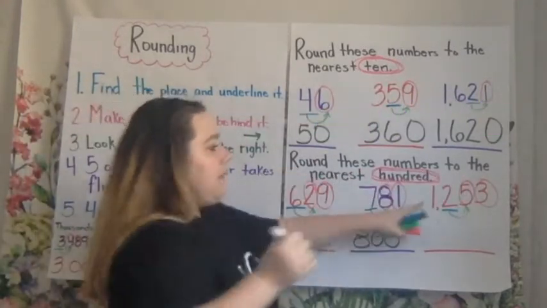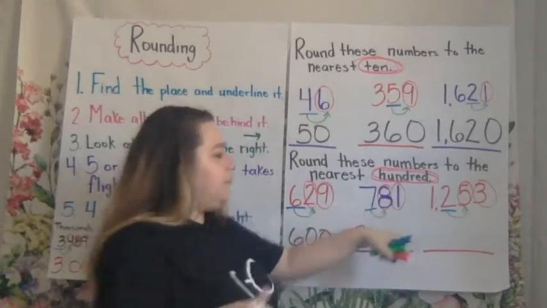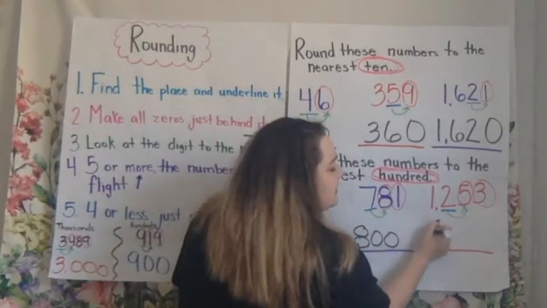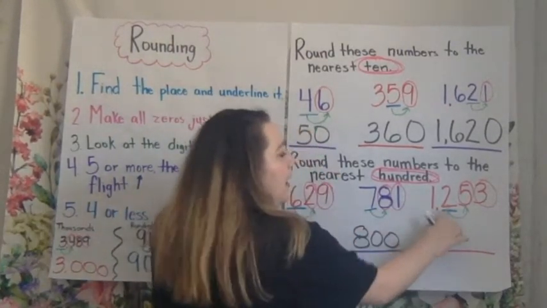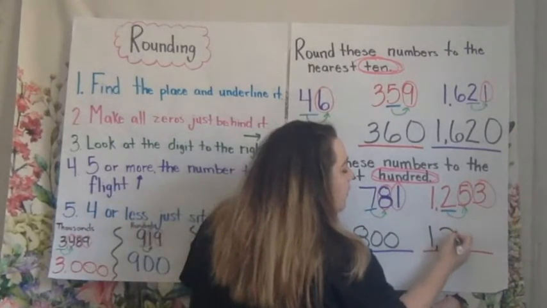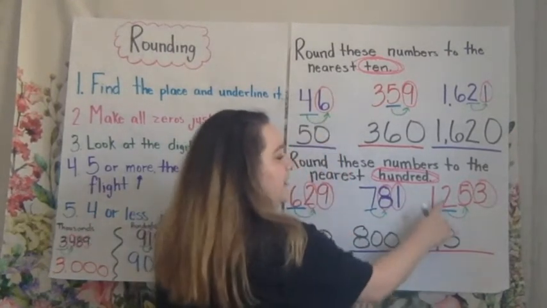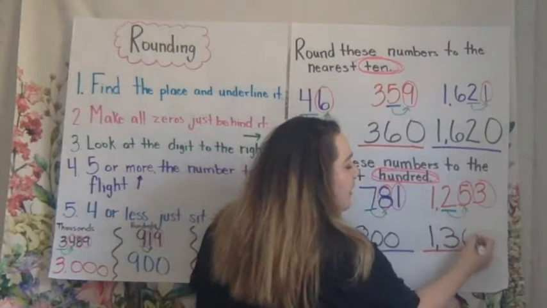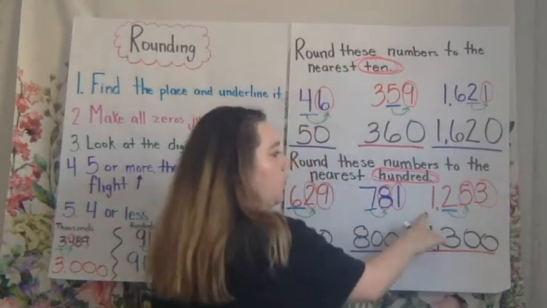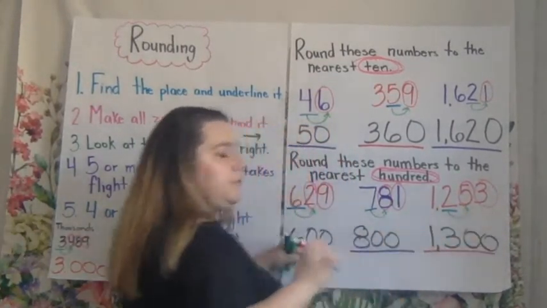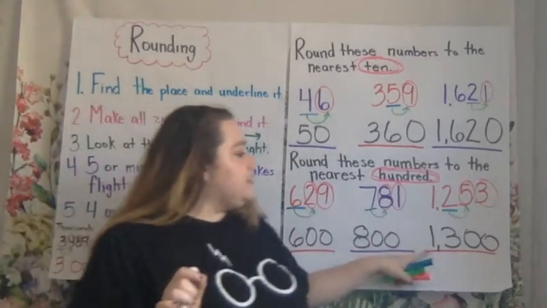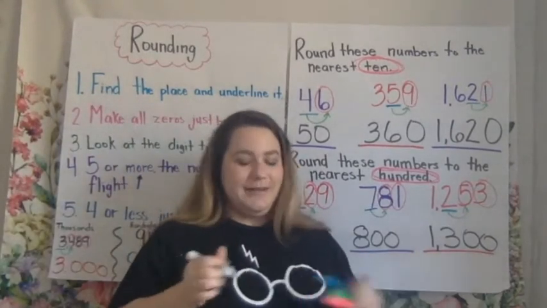So my 1,000, I just bring it down because it's in front of that 2. It doesn't change into a 0. I bring down my next number, which is a 3, because I add one more, and then I add my 2 zeros. 1,253 rounded to the nearest hundred is 1,300.